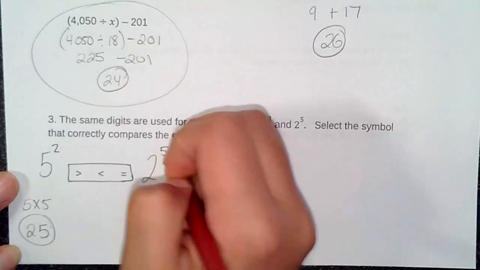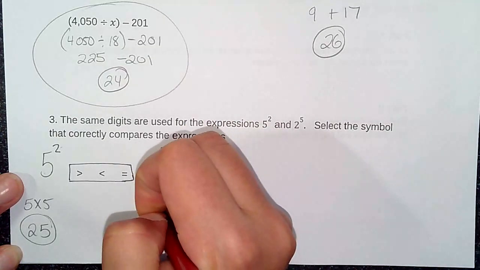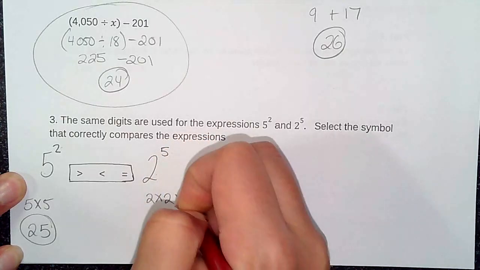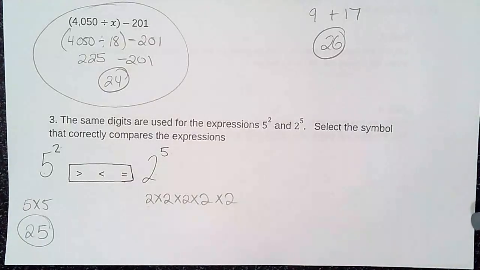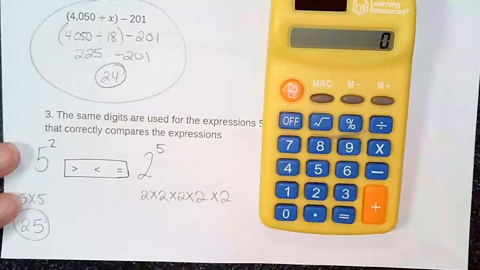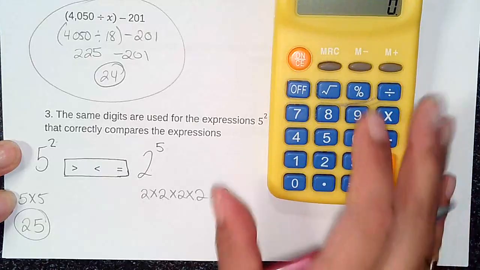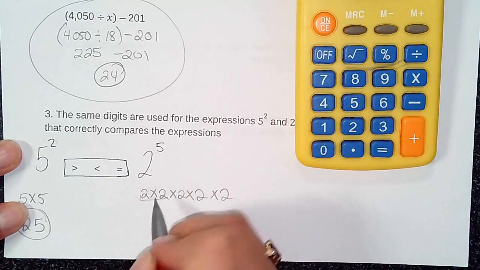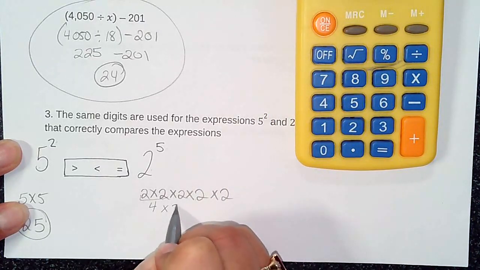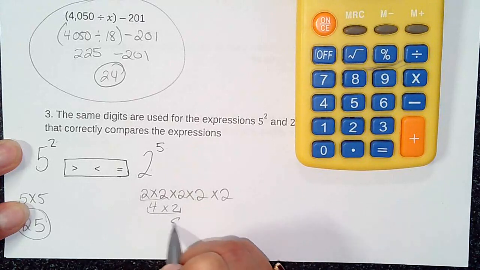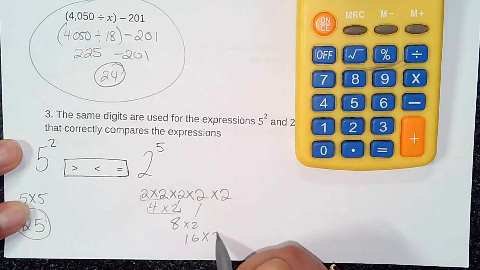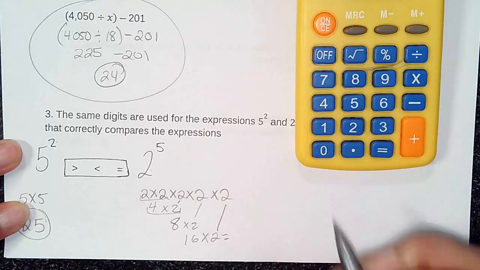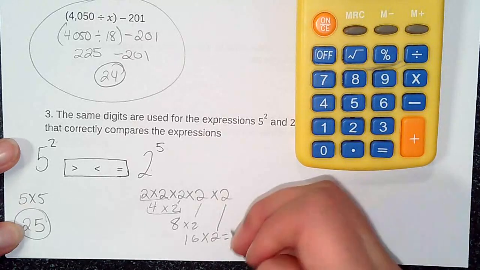Okay. And what does 2 to the power of 5 mean? It actually means 2 times 2 times 2 times 2 times 2. We're multiplying the 2 by itself 5 times. So if I can use a calculator, I don't have to though. 2 times 2 is 4. 4 times 2 is 8. 8 times 2 is 16. And 16 times 2 is 32.